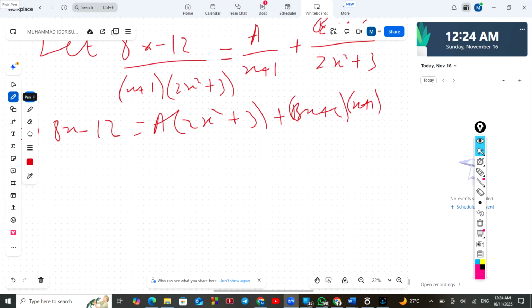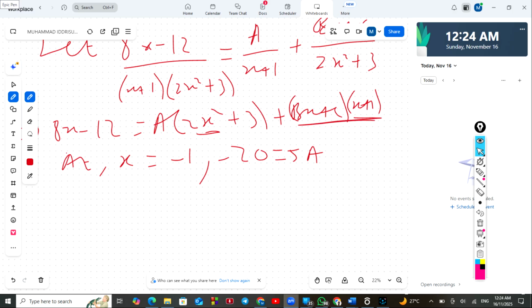So at x equal to, let's say at x is equal to -1, we have -20, so -1 times 8 is -8 minus 12. -20 will be equal to, so here -1 squared is 1, 2 times 1 is 2, plus 3 is 5, so 5A, and the entire other part will become 0 because -1 plus 1 is 0, and 0 times anything is 0. So which means that our A will be equal to -4.